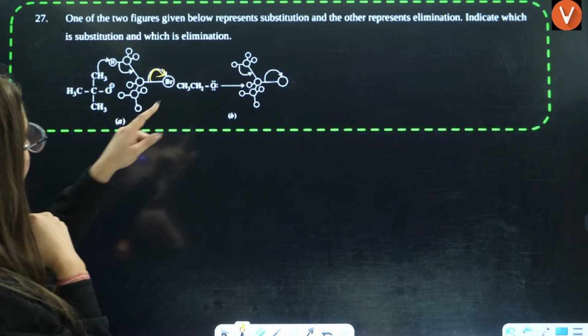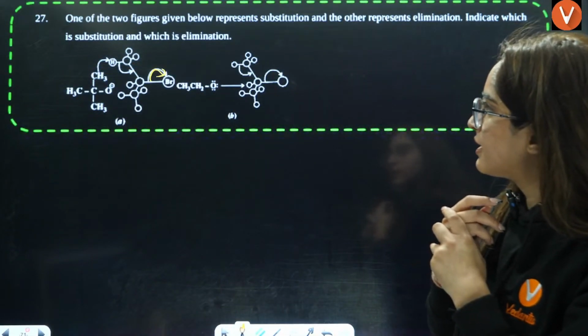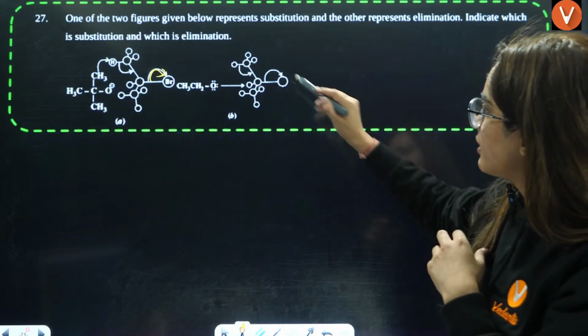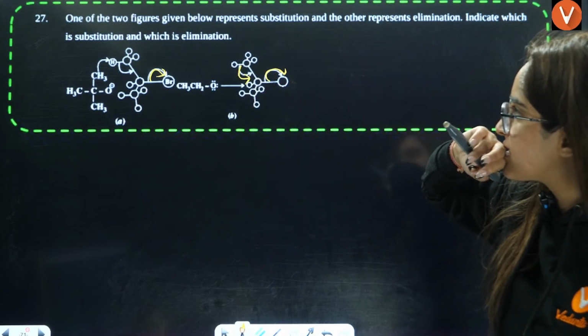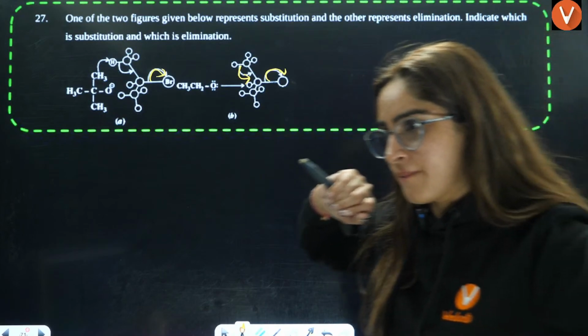Here you have CH3CH2O, okay? And here this is leaving and this bond is shifting here. One is substitution, one is elimination.